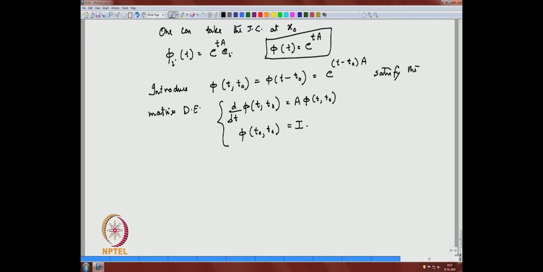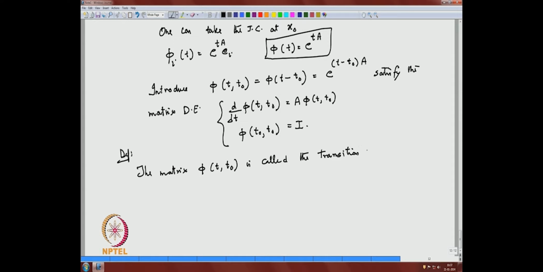So, you have your solution, essentially I am translating a t naught. So, you can write down the matrix definition: the matrix phi(t, t naught) is called the transition matrix, because the name suits.